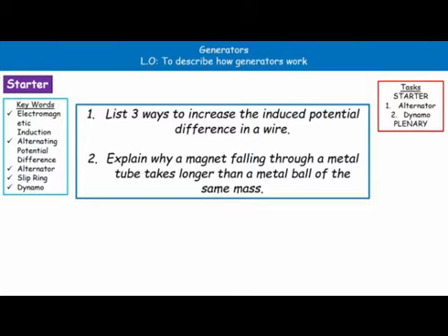To start us off though, we've got two questions on the screen there. So have a go answering these two questions based on our previous lesson in your books for me. So I'm going to give you about 3 minutes to have a go at that.